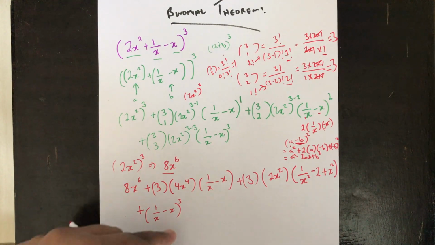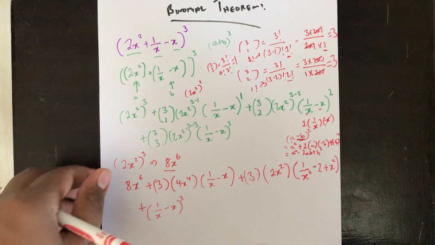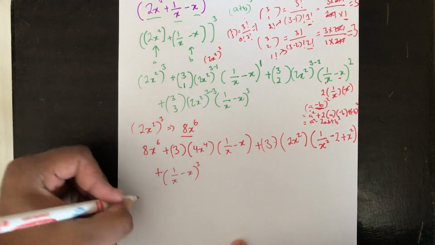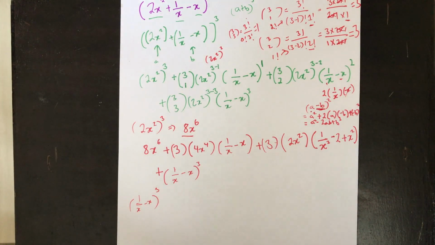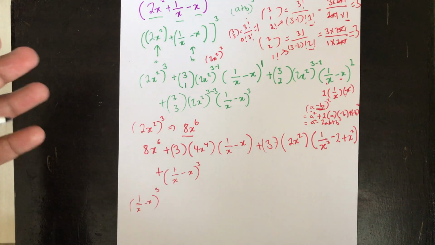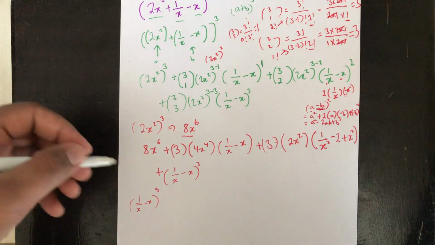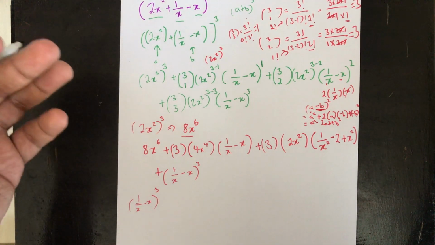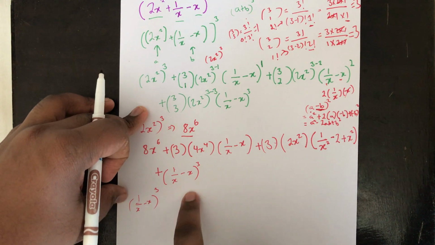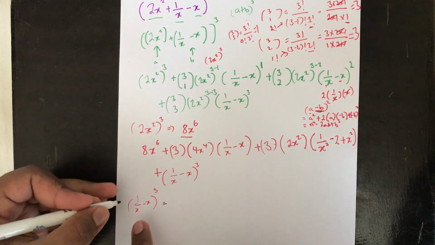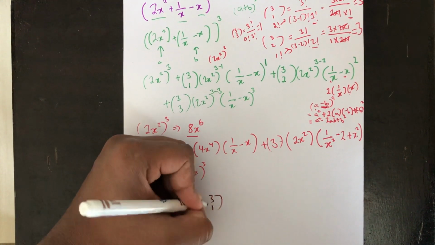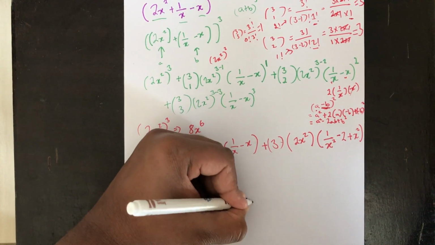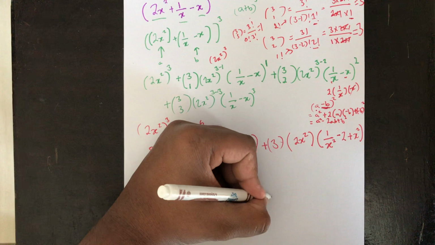Now I'll have to go ahead and expand this. So let's first expand 1 over x minus x cubed. Now again, this basically requires me to use the binomial theorem again. So in other words, this is a binomial theorem question inside a binomial theorem question, because I need to expand 1 over x minus x cubed, and it's going to be some work. So this is the same as 1 over x cubed plus 3 choose 1 into 1 over x into minus x. I'm just using the theorem.